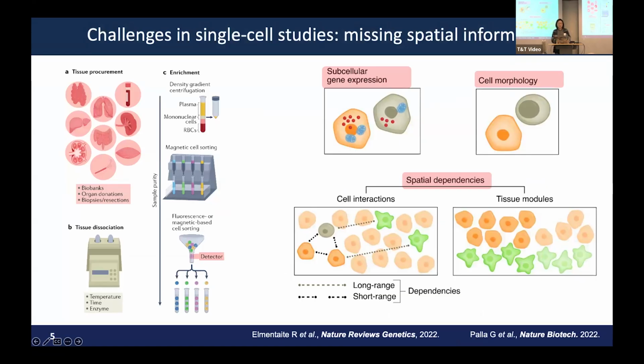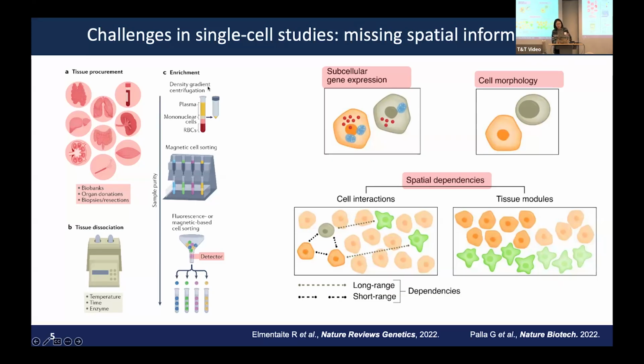I know a lot of people are working on single cell and bulk RNA-seq analysis, but one critical challenge in this type of RNA analysis is that there's no spatial information. The very first step when you are collecting tissue for single cell or bulk RNA-seq is that you need to dissociate the tissue and collect the RNA.